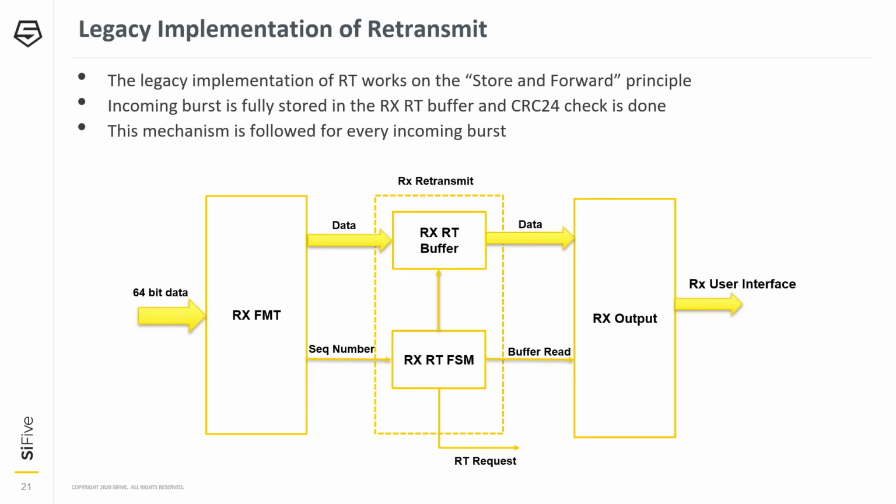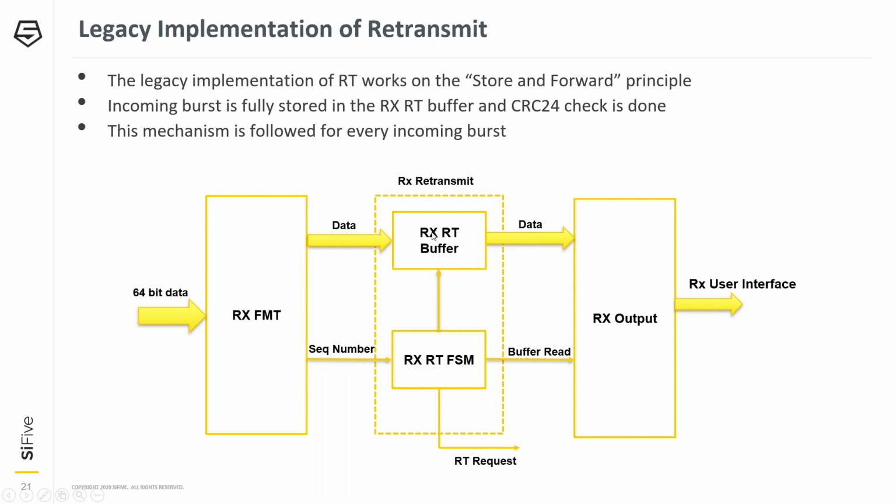Now, I would like to concentrate on how we achieve a lower latency in this IP. There are multiple factors, but I'll just focus on a few big items. The main feature that helps us reduce the latency is the retransmit feature and how we implement it. This is the legacy implementation of the retransmit feature. When data comes in on the receive interface, the data goes and sits in the retransmit buffer until the entire burst is received.